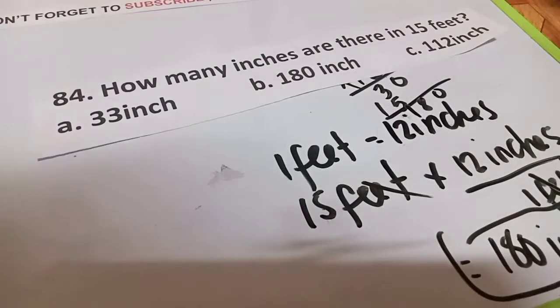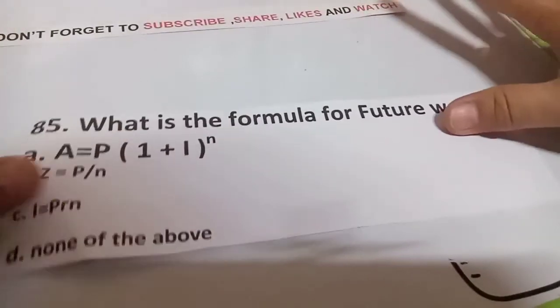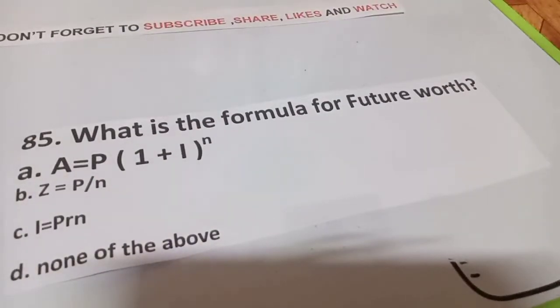Okay, let's proceed to number 85. What is the formula for future worth? So when we speak about future worth, this refers to the annuity. It means to say annuity refers to a thing, usually a product. For example, if you will buy a lot, today the price is 2 million. After how many years, the price of 2 million will not be the same as this year. Maybe it's 2.2 million. So that is what you call an annuity.